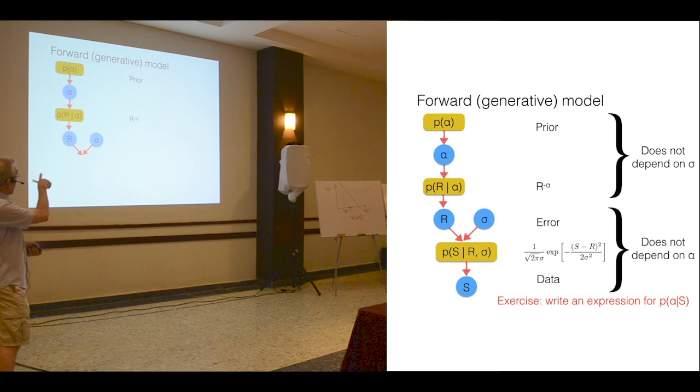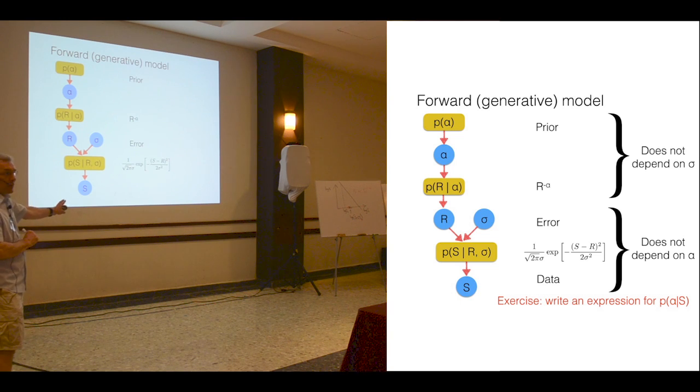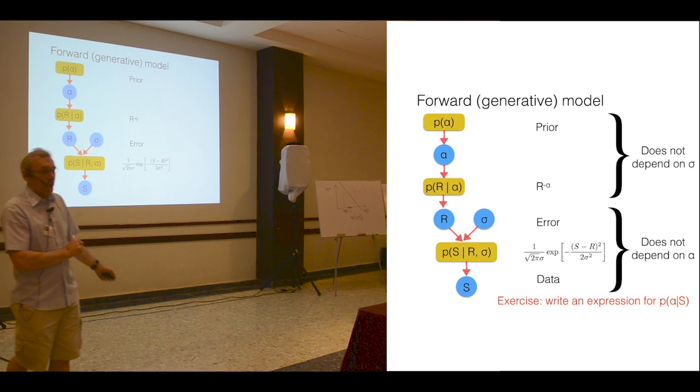So we then bring in a, in this case, known variance, let's say it's Gaussian noise. So we introduce sigma as a known error. We also need to know the distribution of noise, so what's the probability of getting S given that the true value is R? So for example, a Gaussian with a width sigma. And then that will give us S. So this is one way to generate an observed flux.